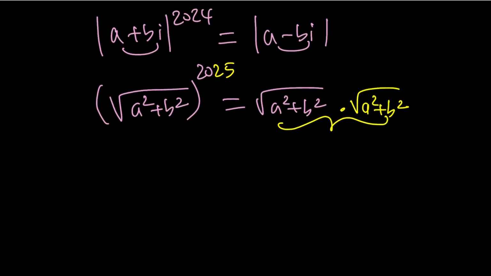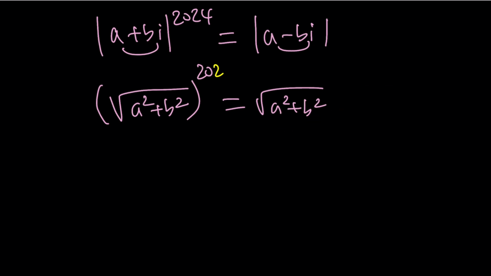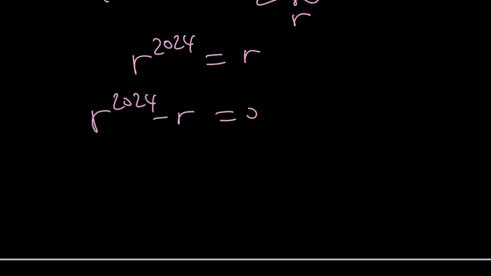And again, forget about multiplying these things. Oops, the eraser doesn't stay with me. Okay, I don't know why it's not working. Here we go. And this is going to be 2024, and this is going to be that. Now, we can go ahead and call this r. And r to the power 2024 is going to be the same as r. Let's go ahead and put the r on the left-hand side, set it equal to 0, factor out an r.